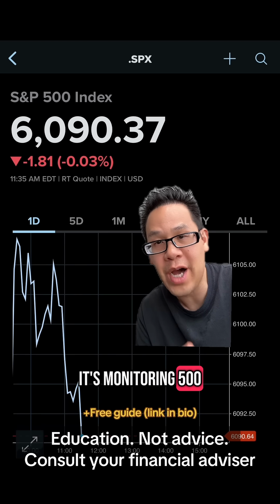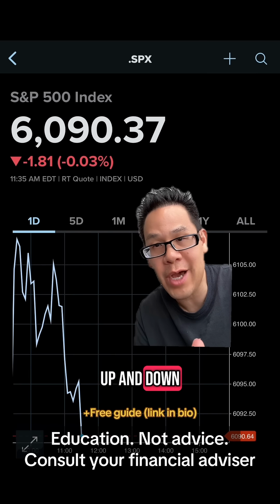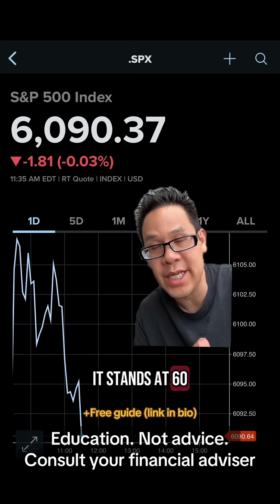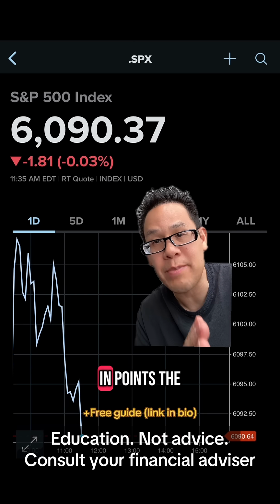This is the S&P 500 index, sometimes called SPX. It's monitoring 500 of the most productive businesses in America. The value goes up and down. Right now here it stands at 6090.37. That is not dollars. It is measured in points.